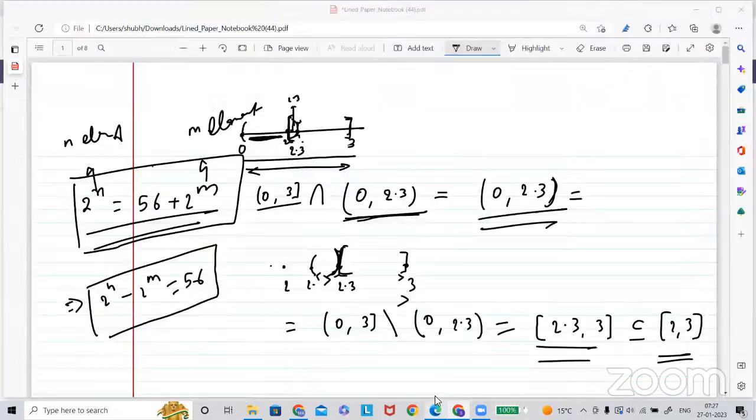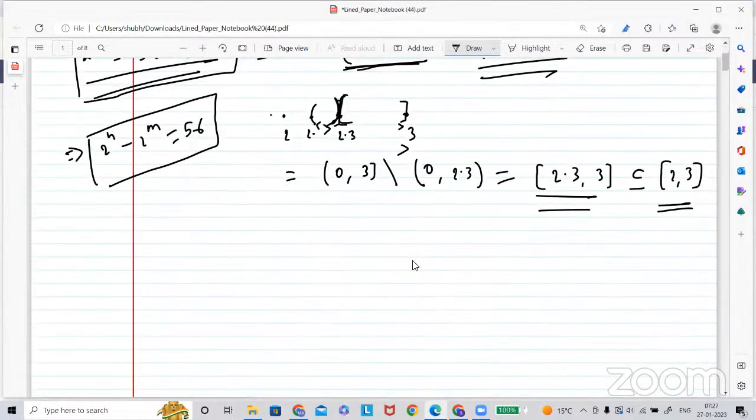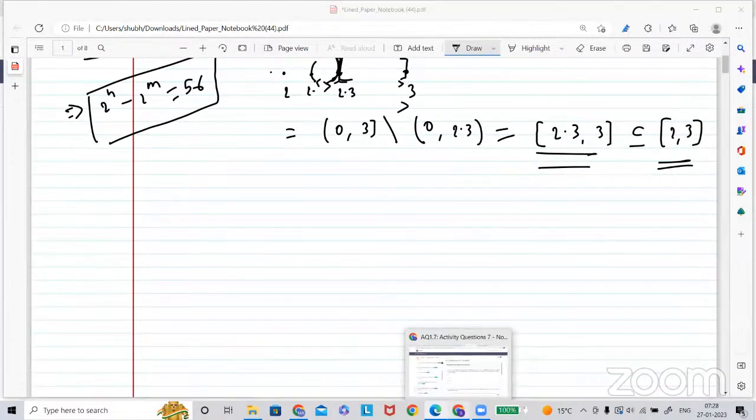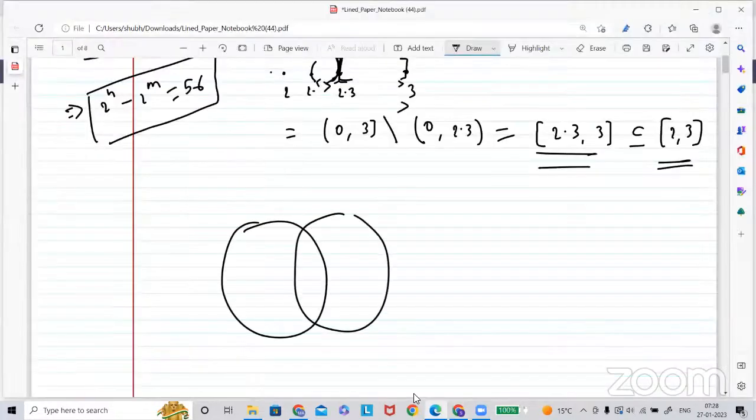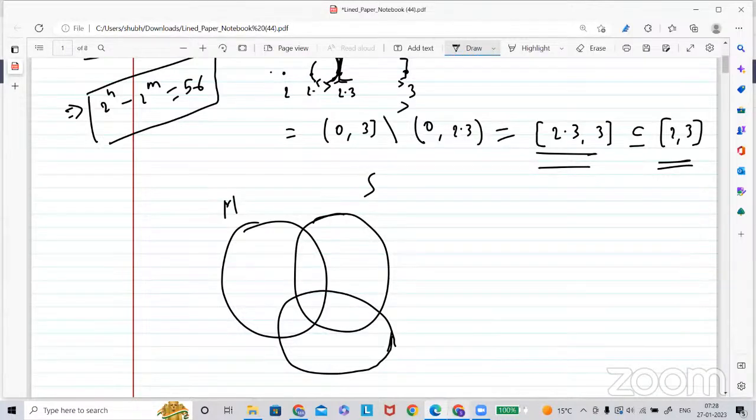Okay, let me see the question. In a class of 40 students, 20 took mathematics, 18 took statistics, and 16 took English. So I am taking the diagram. Okay, the other participant will tell it himself. So mathematics, statistics, and English.